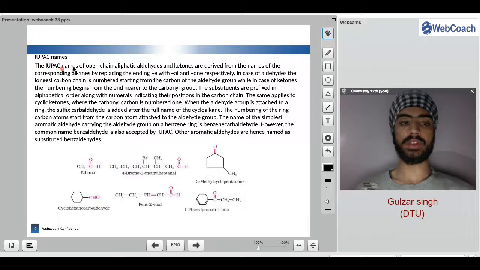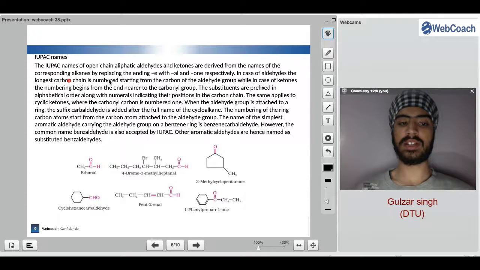Now the IUPAC name. The IUPAC names of open chain aliphatic aldehydes and ketones are derived from the names of corresponding alkanes by replacing the ending 'e' with 'al' and 'one'. For aldehydes it is known as 'al', and for ketones it is known as 'one', respectively.